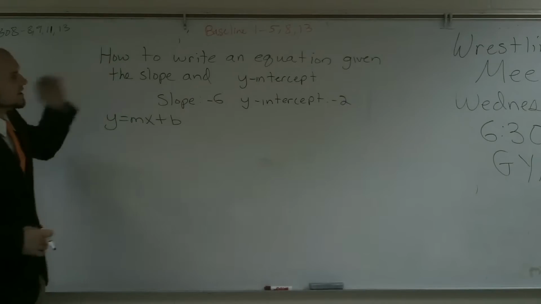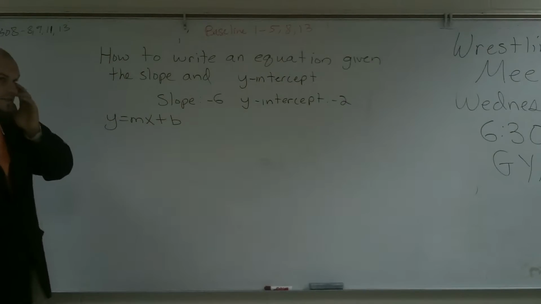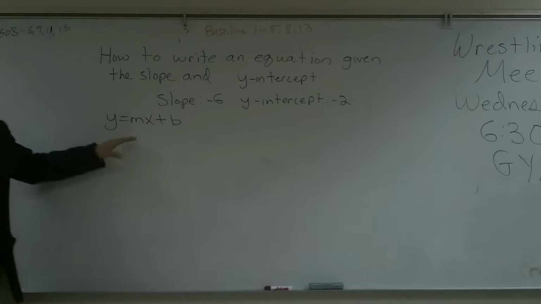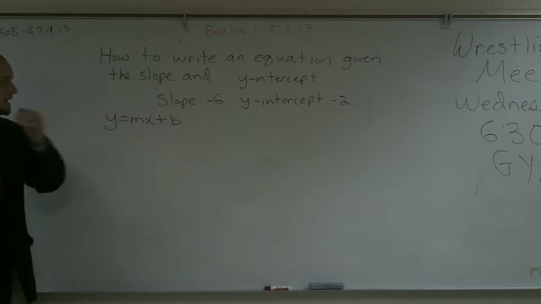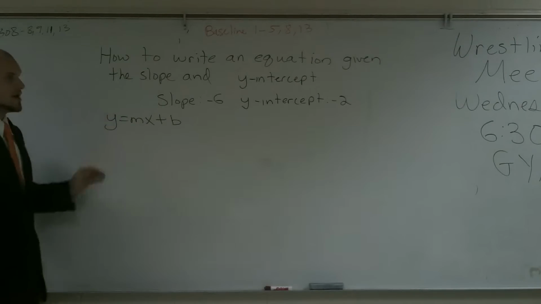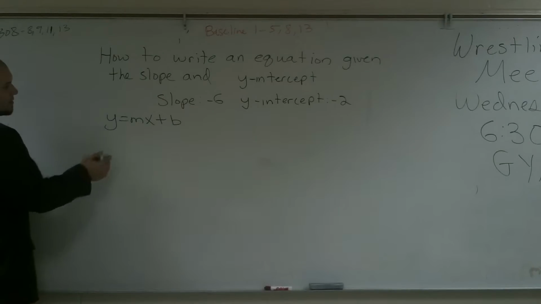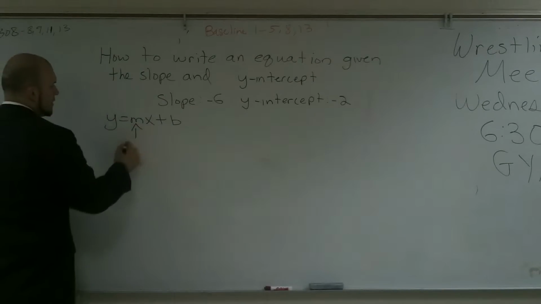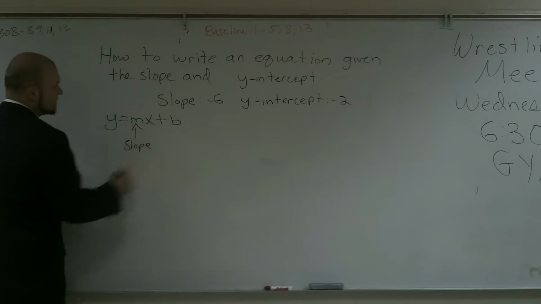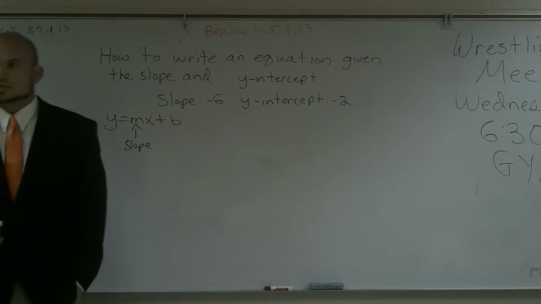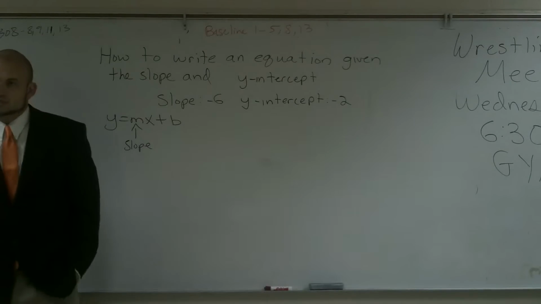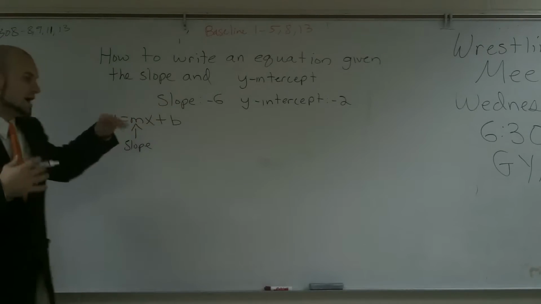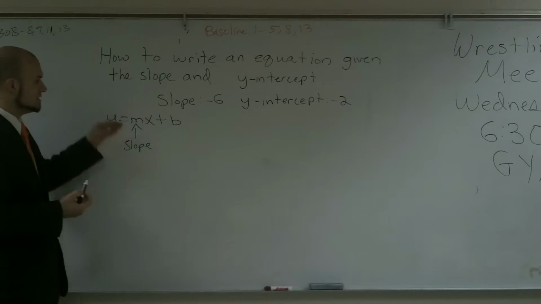What I'd like to do is show you guys how to write an equation given the slope and the y-intercept. One thing we got to remember is the standard form of a linear equation is y equals mx plus b. And what we learned from graphing our lines was that our m always ended up being our slope. Because when we talked about slope, the slope of a graph is always the change in the y values over the change in the x values of a graph.